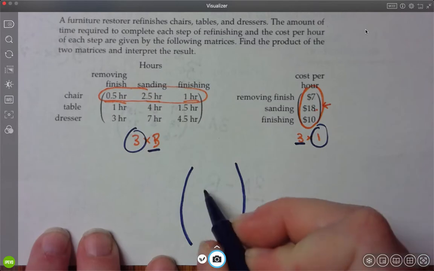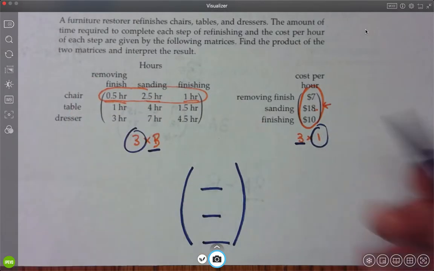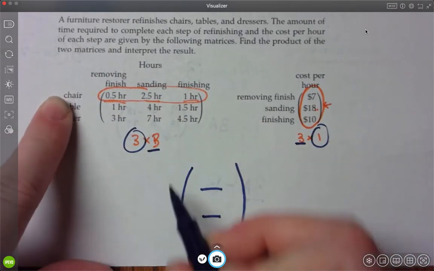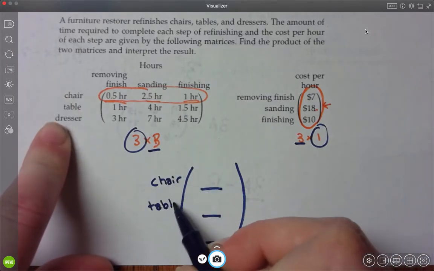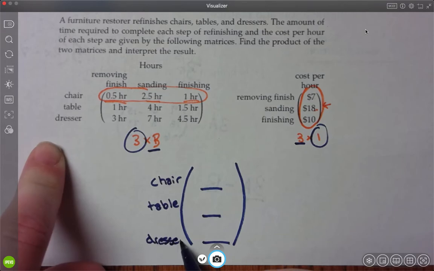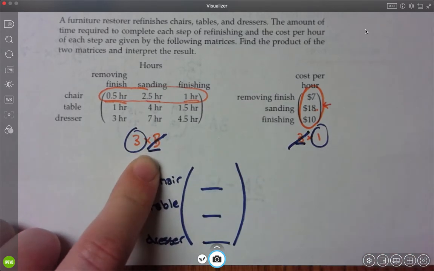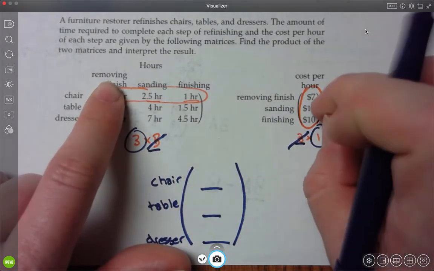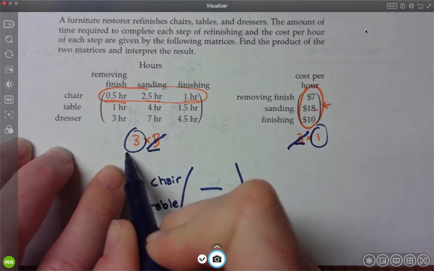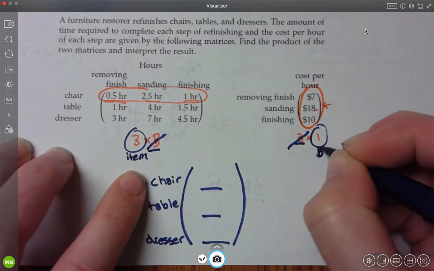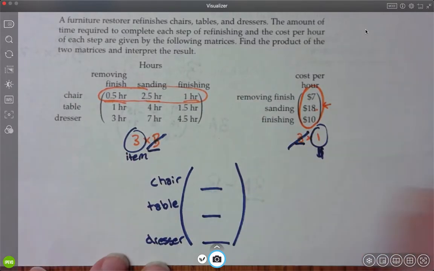So I have 1, 2, 3 right here. And what's going to be left over when I multiply those together is the total cost of the chair, the total cost of the table, and the total cost of the dresser. Because when I have the threes in the middle, those dimensions cancel out. So the removing finish cancels with the removing finish, the sanding cancels with the sanding, the finishing cancels with the finishing. So all I have is each item times the cost of each item. So I have 3 items, and then I have the cost of each item. That's what's going to be reflected down here.